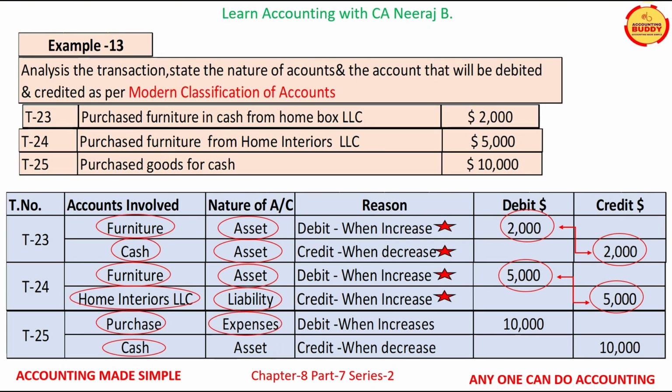Purchase is an expense account. As per expense account rule, expense account is debited when expenses increase. Cash is an asset account, and as per asset account rule, assets are credited when the assets decrease. Therefore, this transaction is recorded for $10,000 by debiting purchase account and crediting cash account.